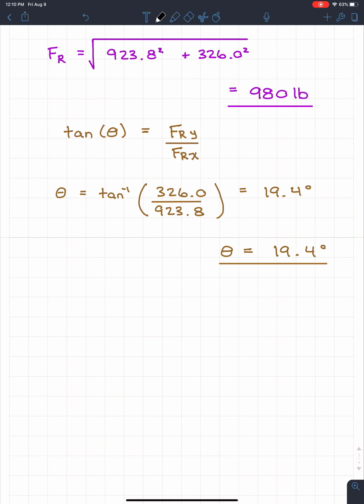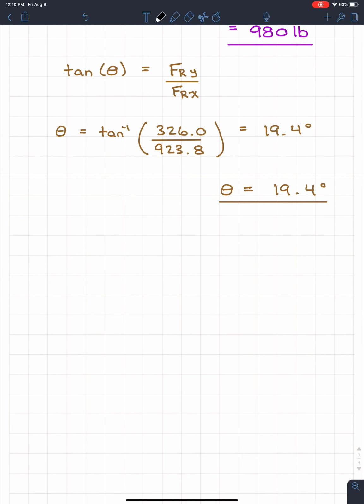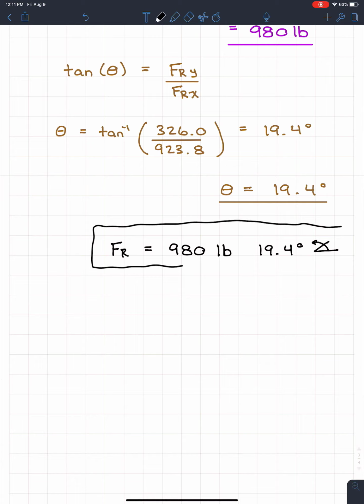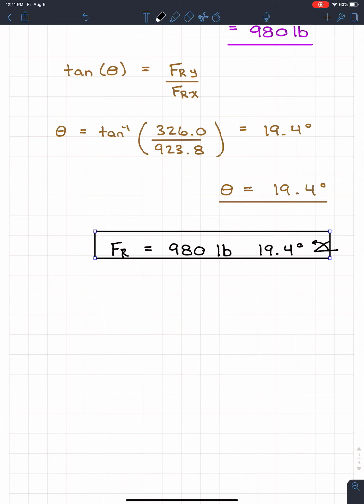So our final thing that we have to do, we have to state our final answer, so we're going to just say FR is going to be equal to 980 pounds. And we know that it's 19.4 degrees measured counterclockwise from the positive x-axis. And then if you guys want to be nice, which please be nice, I'm begging you all, please be nice. Final thing to do, just box your answer. It helps us a lot.